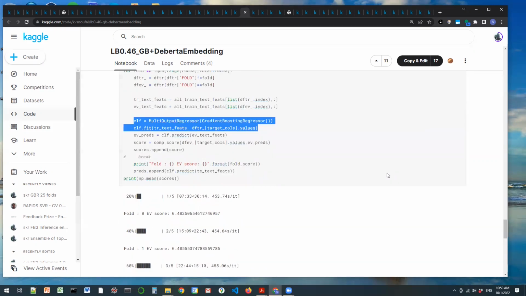So it doesn't seem like it's crazy. And he has used gradient boosting regression instead of SVR like Chris did. So the only two things Chris has done on top of it are 25-fold and using SVR, TWIML or rapids-based SVR, on top of this notebook.